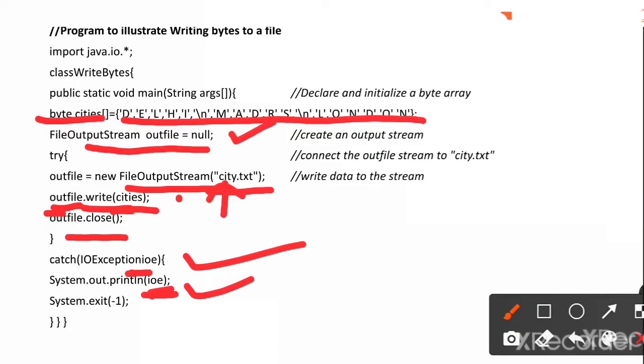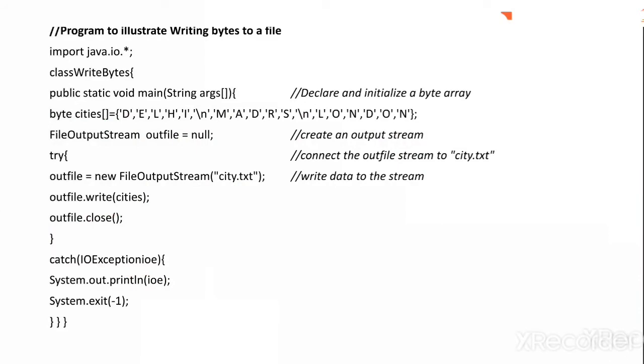Then at last I'm concluding the program by calling the exit method. If there is an abnormal termination, I'll call this exit method, and this completes the write operation on a file at the byte level.